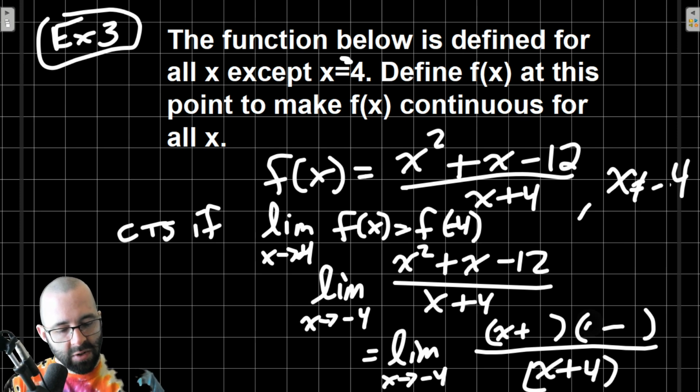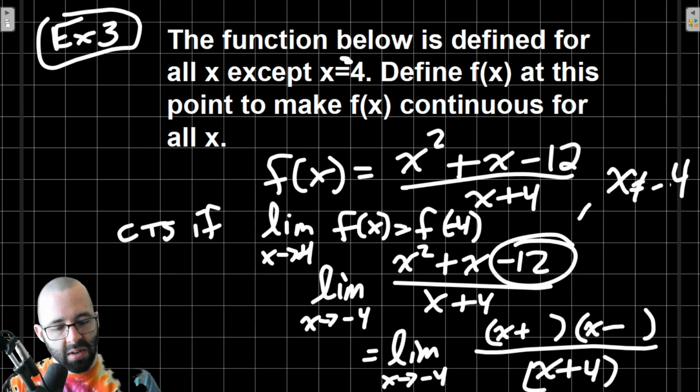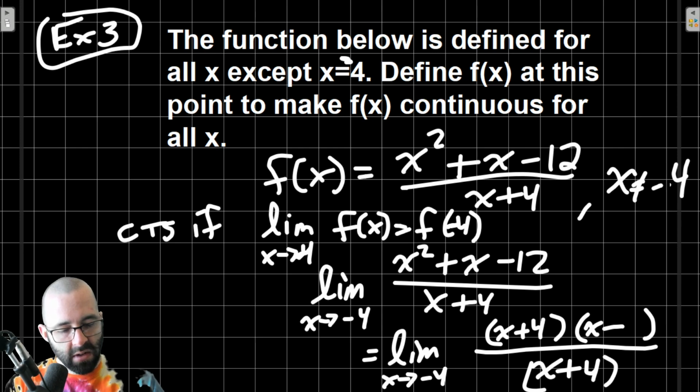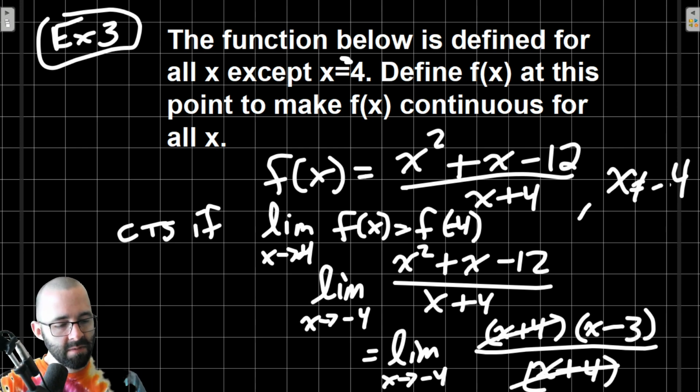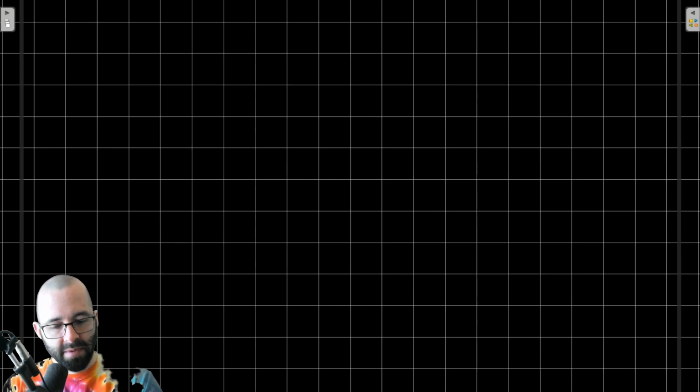We have an x squared term, which means this is an x and this is an x. We need something that multiplies to -12, that adds to +1. We need +4 and -3. And we get cancellation. So now we can just evaluate the limit, plug in the -4, and you're going to get -7. All right, which doesn't really fit here. Well, go on to the next page.